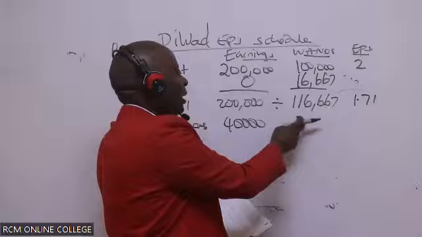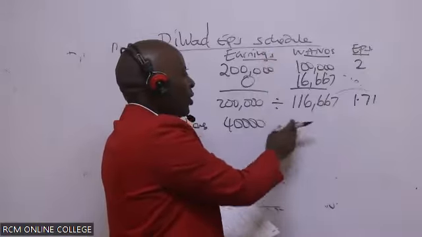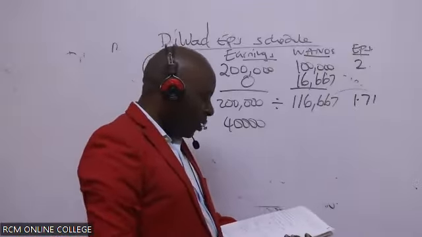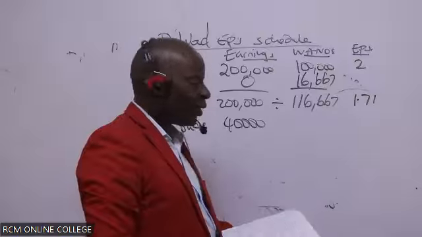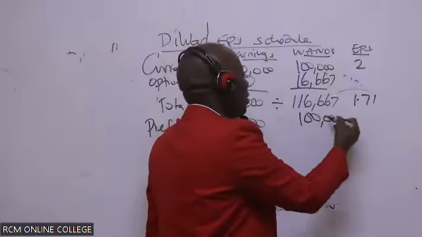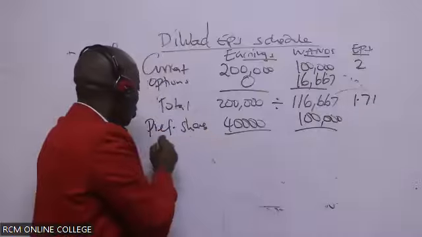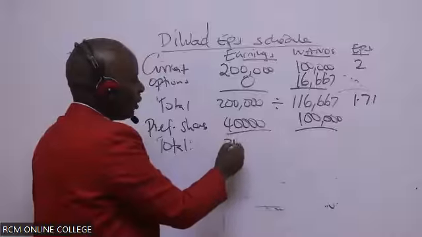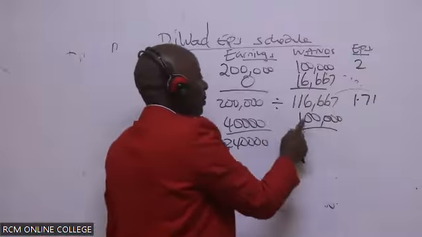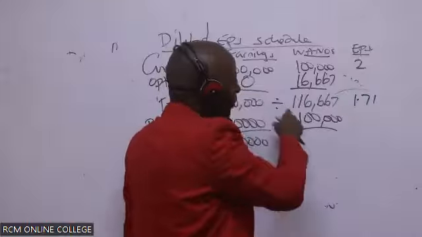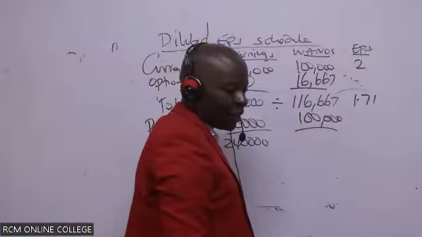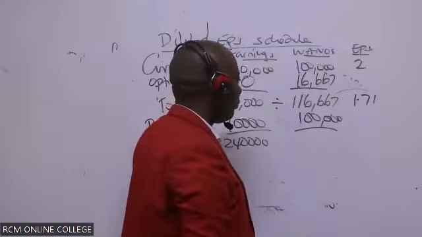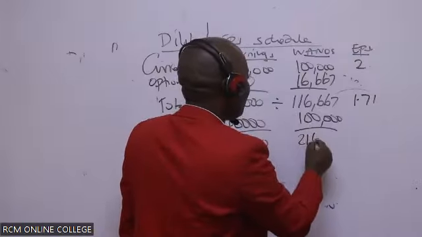How about the number of ordinary shares? For preference shares, they yield how many ordinary shares? Were they 100,000? 100. Give us total. Don't divide. So then this plus this gives me 240,000. This plus this will give me what figure, somebody? 100 plus this, 216,667.